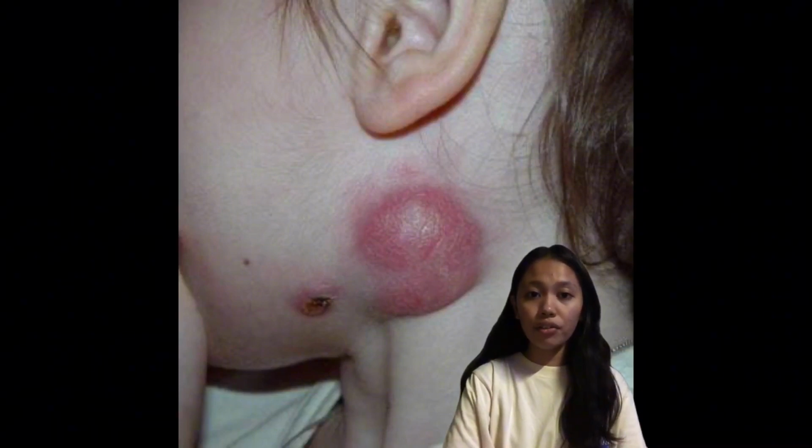Lymphadenitis may occur after a skin infection or other infection caused by bacteria such as Streptococcus or Staphylococcus. Sometimes it is caused by rare infections such as tuberculosis or cat scratch disease, and this is an example of lymphadenitis.